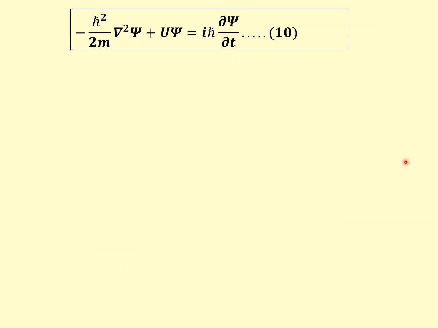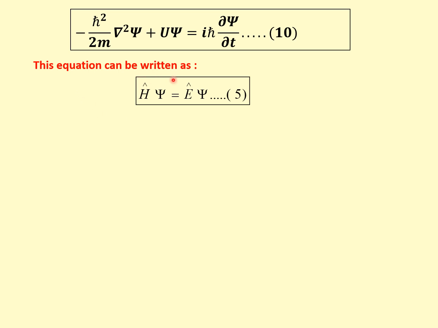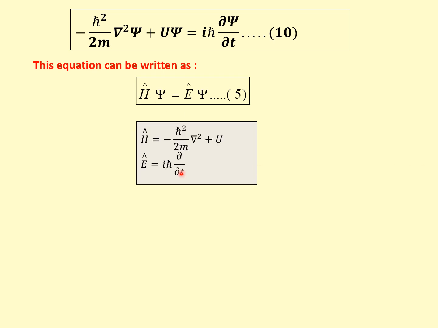We can write this equation in operator form: H cap psi equal to E cap psi, or H operator psi equal to E operator psi. This symbol here is known as the operator, and this H operator is known as the Hamiltonian operator.